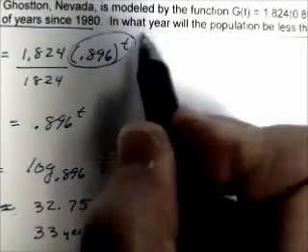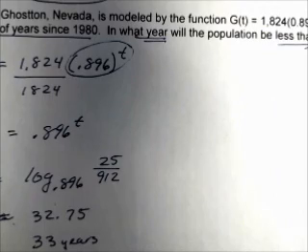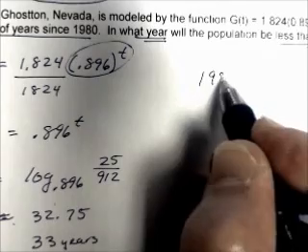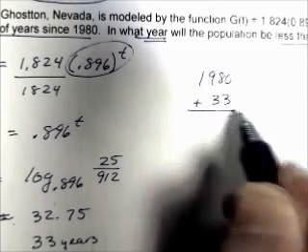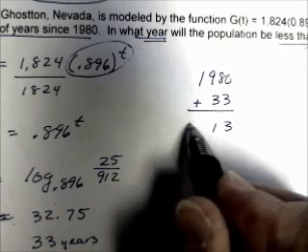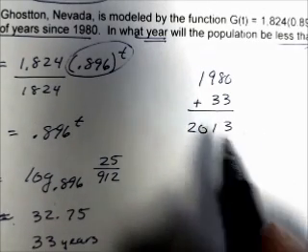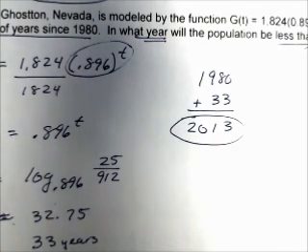But it says, in what year? In what year will the population be less than 50? So we want to take the 1980 and add 33 years to that, and that'll put us at 2013. So in the year 2013, it should have reached a population of less than 50. And this concludes our video for today.